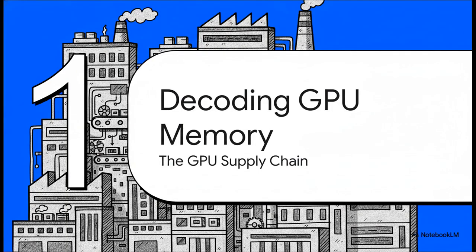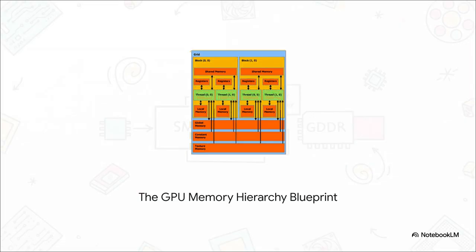All right, section 1, decoding GPU memory, the supply chain of the GPU factory. I want you to conceptualize the GPU chip as a massive, hyper-efficient factory. Take a look at this blueprint representing the grid of our factory. Way down at the very bottom, you see global memory.